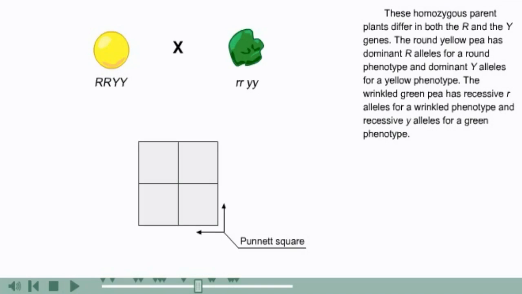These homozygous parent plants differ in both the R and the Y genes. The round yellow pea has dominant R alleles for a round phenotype and dominant Y alleles for a yellow phenotype. The wrinkled green pea has recessive r alleles for a wrinkled phenotype and recessive y alleles for a green phenotype.